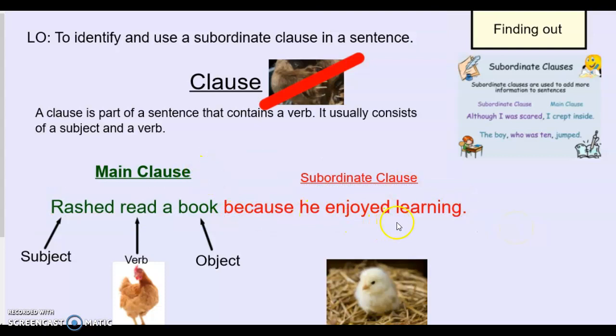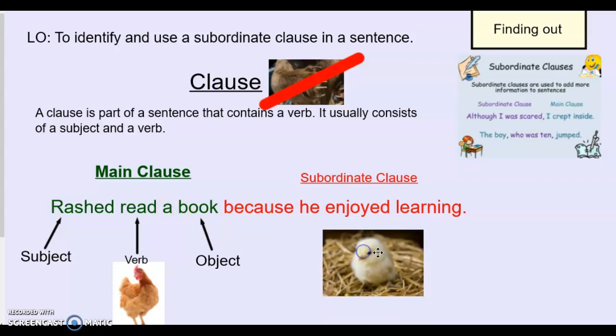Okay. So a subordinating clause, I'm just going to highlight here in red, because he enjoyed learning. Now that part of the sentence cannot make sense by itself. It needs to attach itself to the main clause to make sense. So a good way to think about it is to remember an adult chicken and a baby chick. The baby chick needs the adult chicken in order to survive and to live. Okay, so this part of the sentence, Rashid read a book, is the main clause. It makes sense by itself, okay? And this part here, because he enjoyed learning, it just gives meaning to the main clause. It doesn't make sense by itself. So you're going to be identifying some main clauses and subordinating clauses in sentences today, and then writing your own.